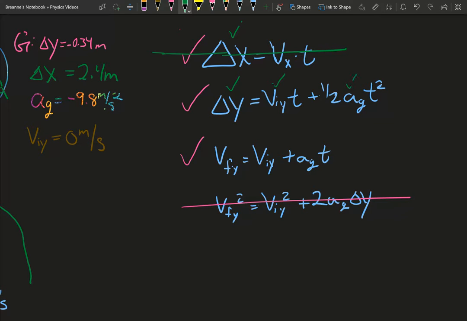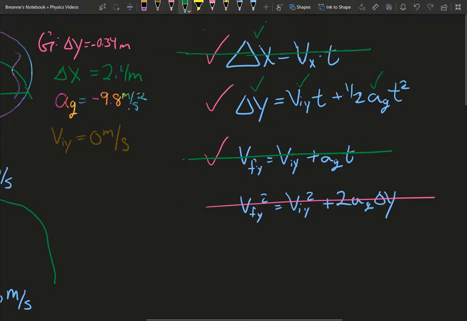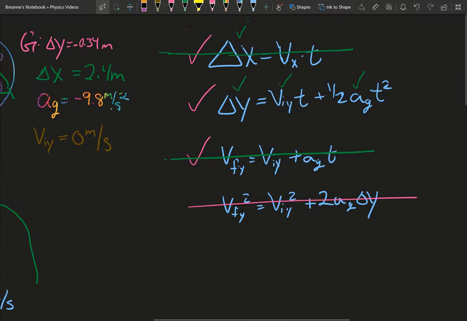Do we have our AG? Yes. And we're looking for time. So that's a potential. Let's check. Gotta check everything. Do we have our final velocity in the y? Nope. So we can't use that one. So we're left with our delta y equals Viyt plus 1/2 AGT squared.